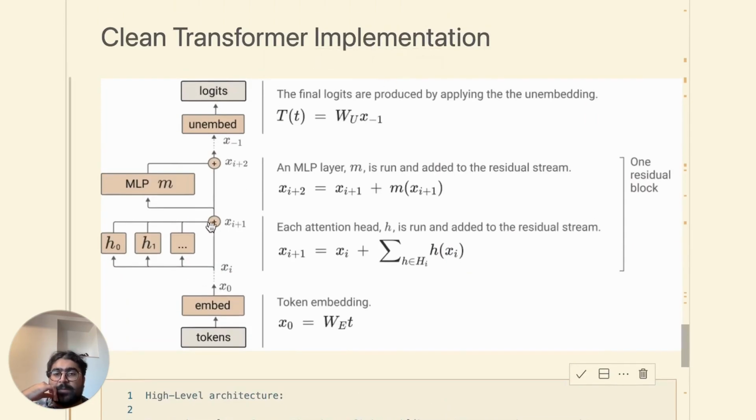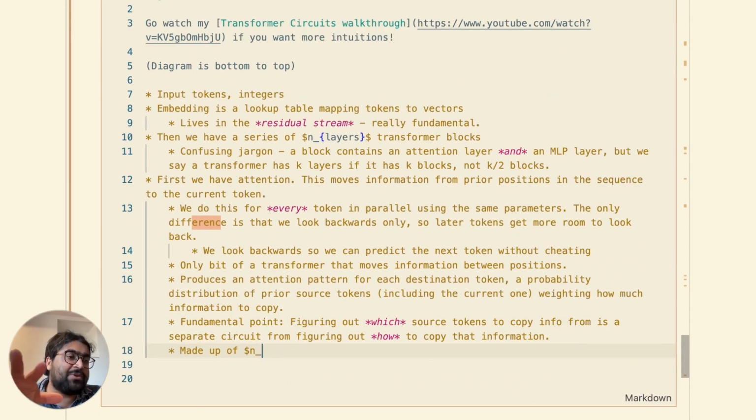Every bit of the transformer is doing the same computation at each position. Xi is like a big tensor that has a residual stream vector at every position. The two key things to understand with an attention head is you look at each pair of tokens: a destination token, which is the later one, and a source token, which is the earlier one. They can be the same token.